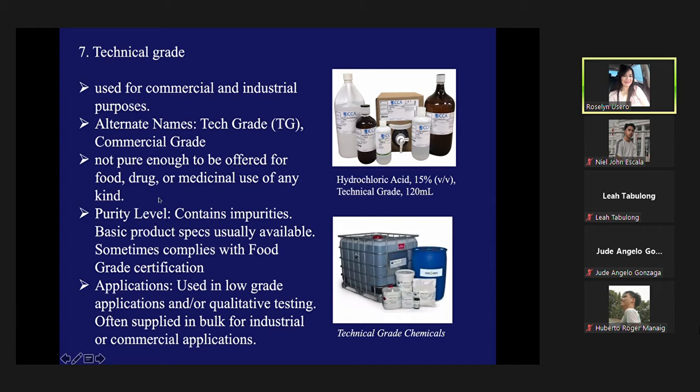So what about the purity level? It contains impurities. Basic product specs usually available, no? Because it states here 15% only, no? Sometimes complies with food grade specification, but when it comes to food grade, ginabutang yun na siya nga food grade. So applications used in low grade applications or qualitative testing. So hindi siya pwede sa quantitative. Often used in bulk for industrial or commercial applications because, like for example, the hydrochloric acid, which is 15%, is also a cleaning material, cleaning reagent.